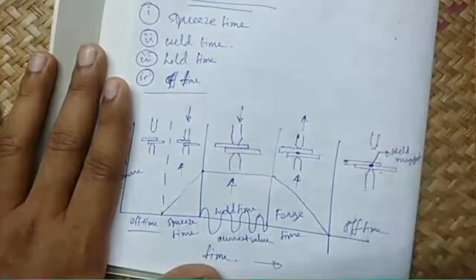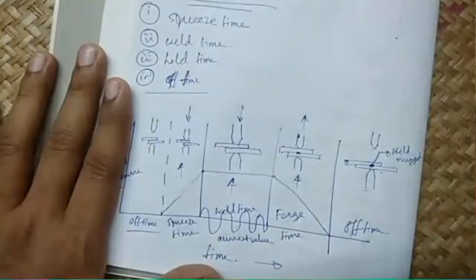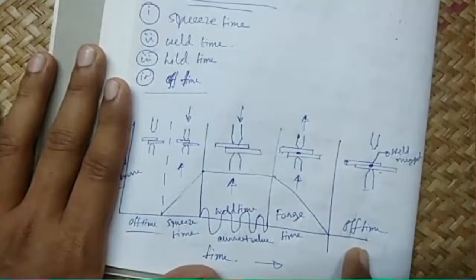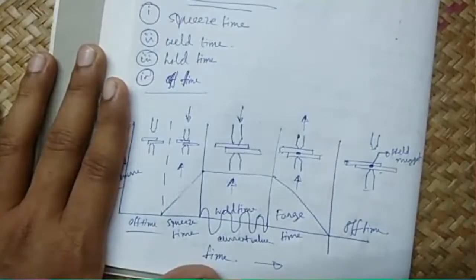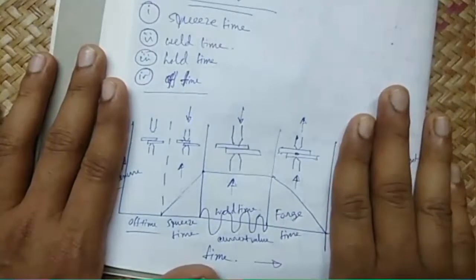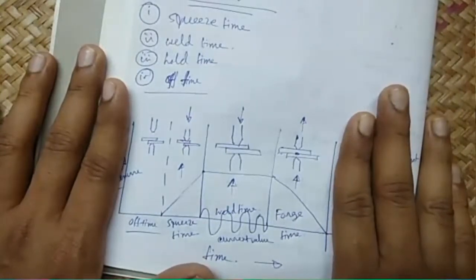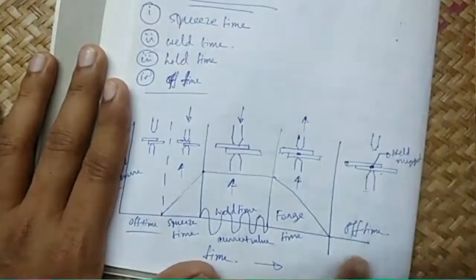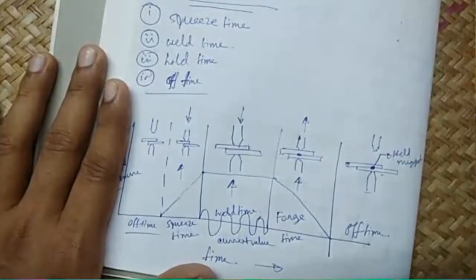Now again when you try to collect your job after completing the weld, then again off time comes. So off time is basically loading and unloading time. So you may consider one cycle, and there only a single off time is to be considered. Means the last off time will go into the next cycle. Am I clear?